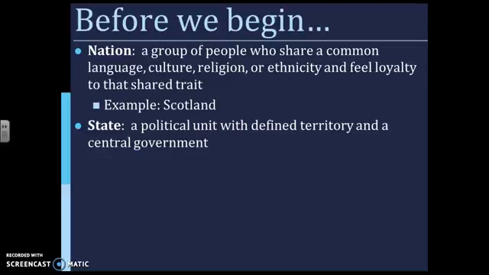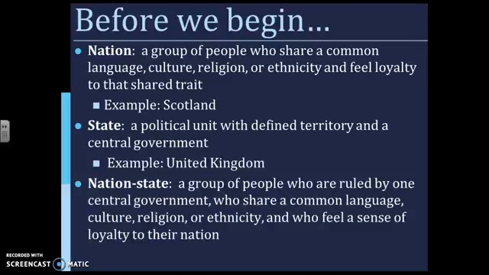Now, a state is a political unit with a defined territory and a central government. An example of that would be the United Kingdom. It is a state. It has defined territories that it controls: England, Wales, Northern Ireland, and Scotland, with a centralized government led by the Prime Minister on the day-to-day, but more ceremonially, you have the Queen.